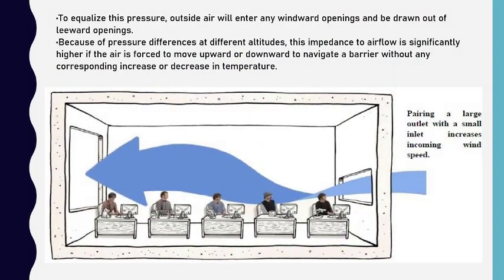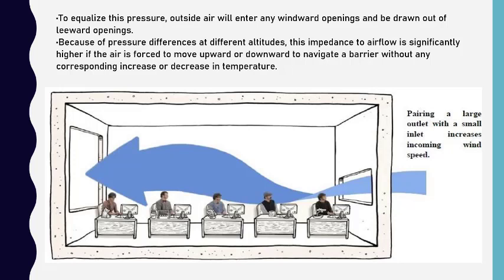To equalize this pressure, outside air will enter any windward opening and be drawn out the leeward opening. Because of pressure differences at different altitudes, this impedance of airflow is significantly higher if the air is forced to move upward or downward to navigate a barrier without any corresponding increase or decrease in temperature.